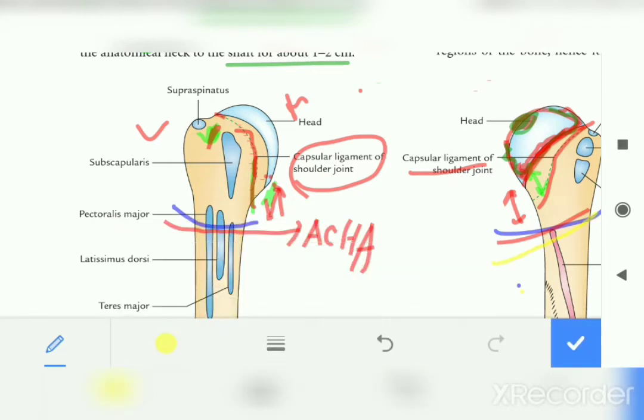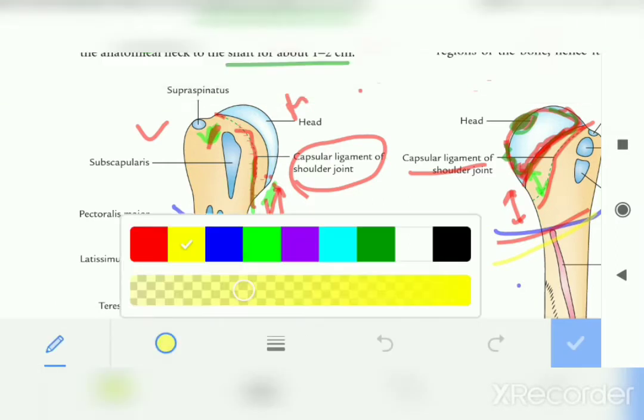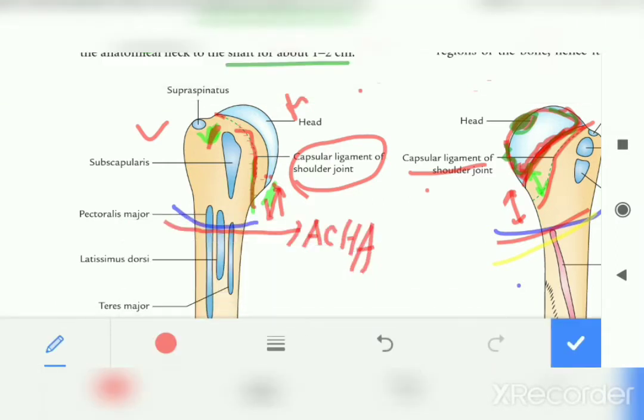These two structures usually lie in the posterior part of the surgical neck. So this is the posterior circumflex humeral vessels or artery, and this is the axillary nerve. This lies posterior to the surgical neck. Okay.